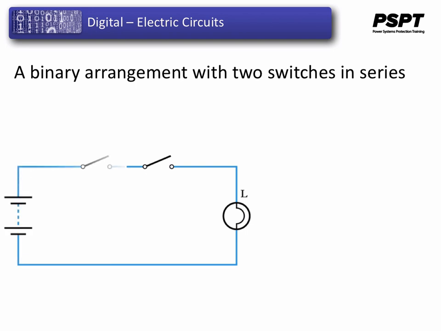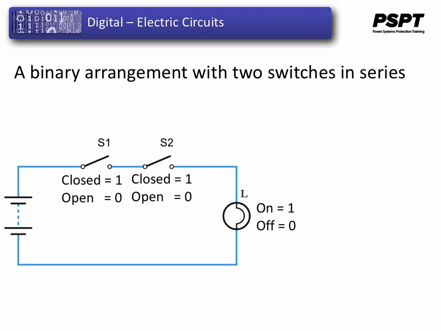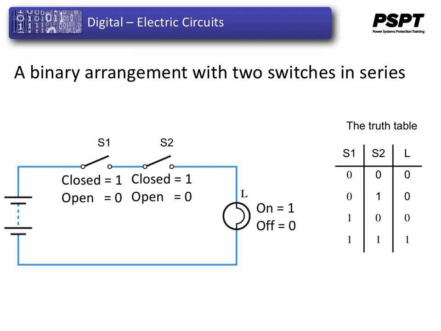This is a binary arrangement that has two switches in series with a power source and a light. Either switch can be open or closed. The light will either be on or off. And as before, we can now assign a binary number to the light and the switch. For the light, on is 1, off is 0. For the switches, closed is 1, open is 0. And in order to analyze the binary arrangement, we have devised a truth table.